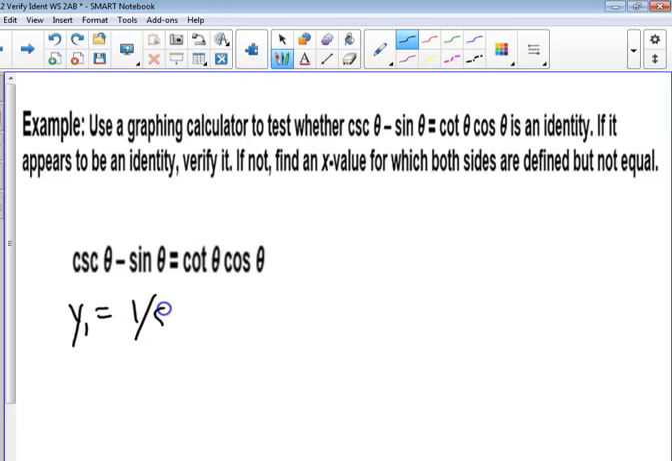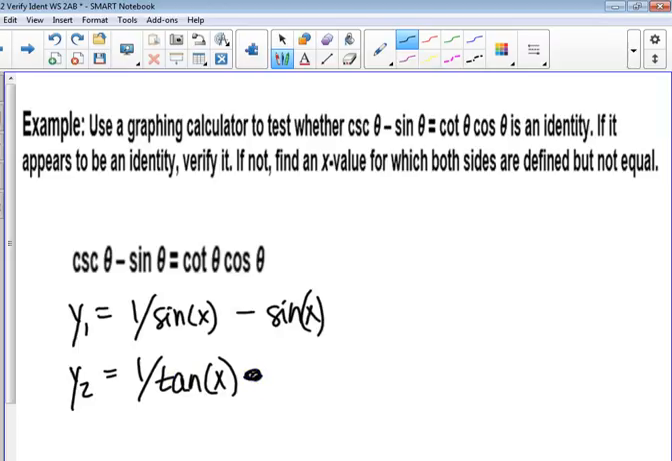1 divided by sine of x minus sine of x. Now, you can put extra parentheses here, but you don't really need it. Yes, because it's always going to divide before it subtracts, right? Calculator. Okay, Y2, how do you put in cotangent? I would just do 1 over tangent. You can do cosine over sine. It'll work.